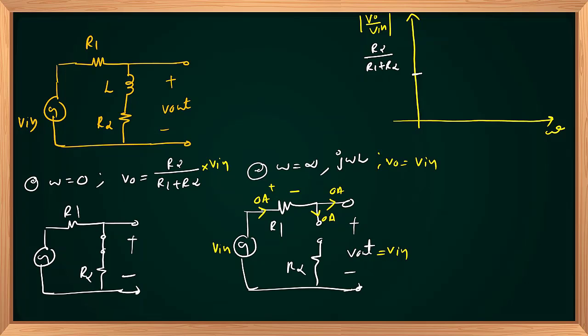And as omega increases, V out by V in increases and it touches a 1 at omega equal to infinity. The maximum gain is 1 and the minimum gain of the circuit is at omega equal to 0. That's equal to R2 upon R1 plus R2 and that is less than 1. So this circuit has a response of a high pass filter. As frequency increases, the magnitude of Vout upon Vin also increases.